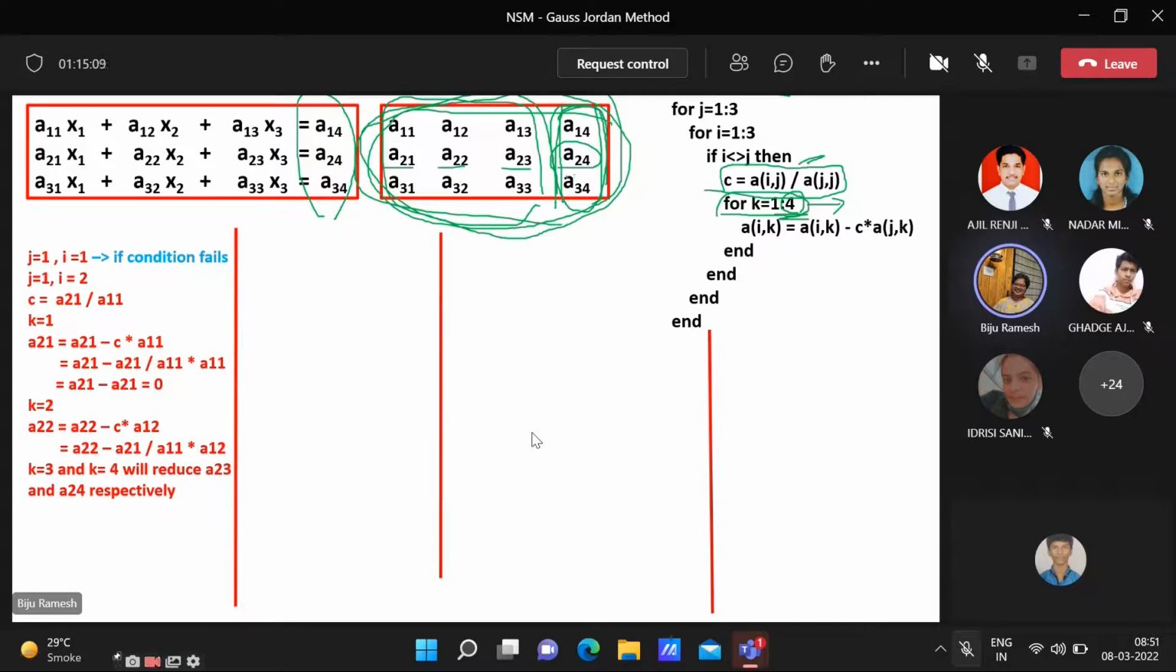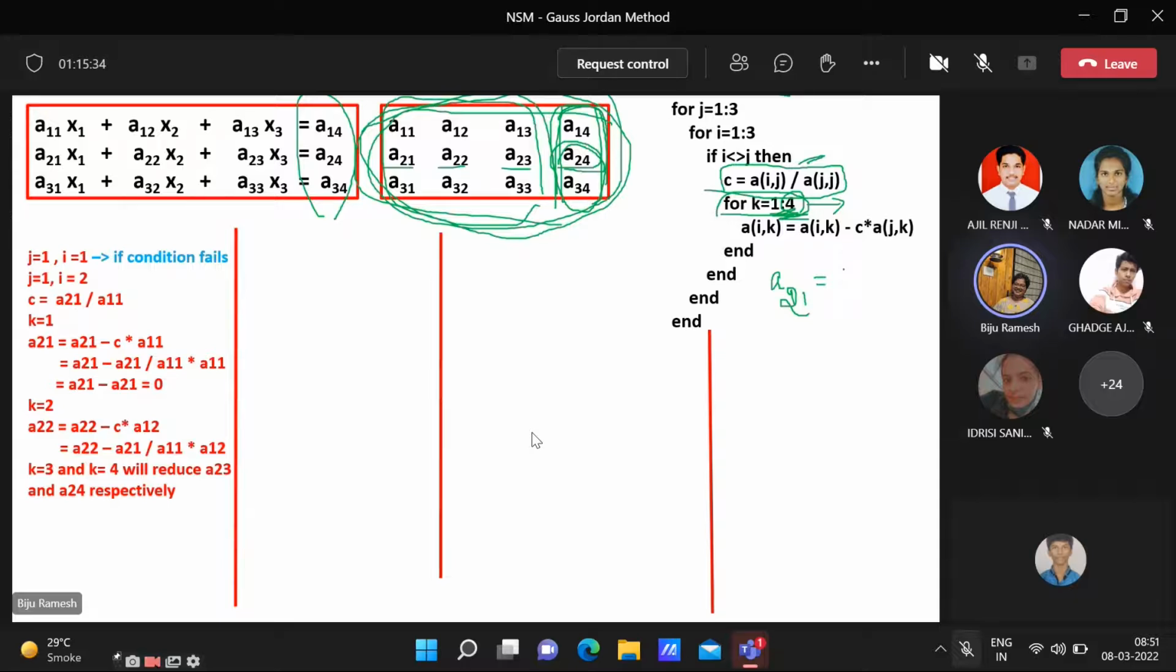We need to use A24 also to be reduced. So that is why we have used 1:4. Now we go for reducing. Okay. So we say A of I comma K, I is 1, K is 1. So that is A11 is equal to, sorry, I will be 2. A21 because I is not equal to J is there.